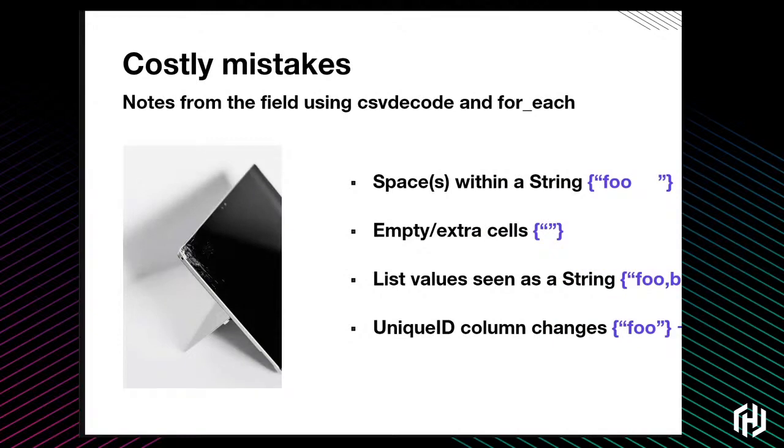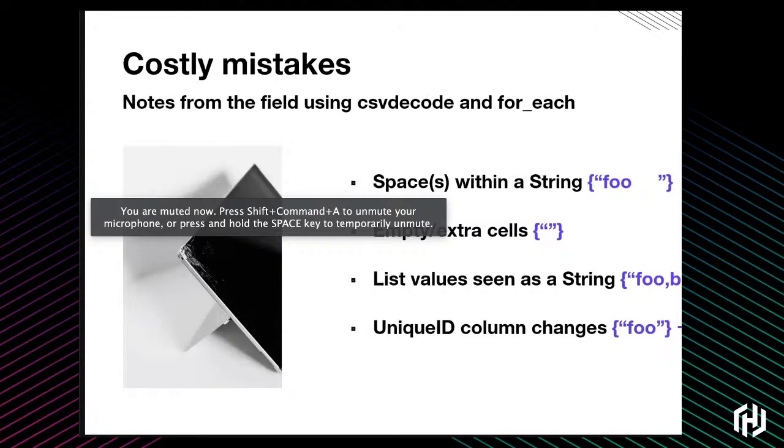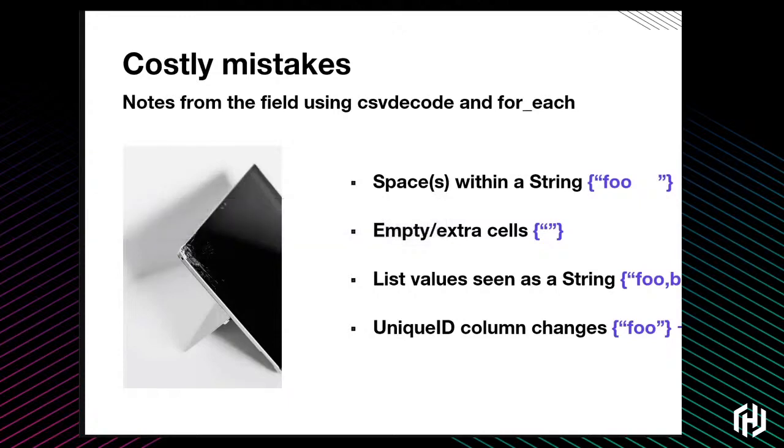So the empty extra cells point here is from my learnings using this pattern. Empty cells will happen. Sometimes you'll have a column within your CSV data that needs to be empty, or it just doesn't have a value there. And you can use a conditional expression in your Terraform module or resource to accommodate for these empty cells. I'll show you how that works in my demo as well.